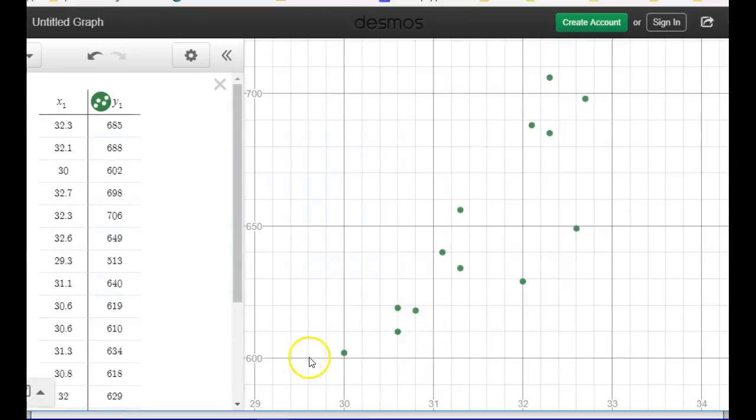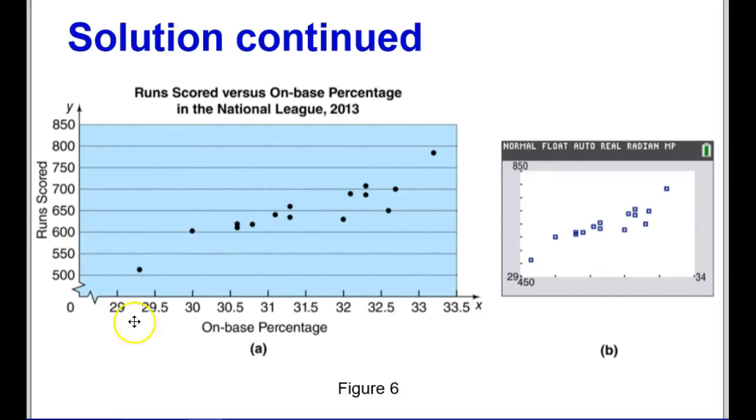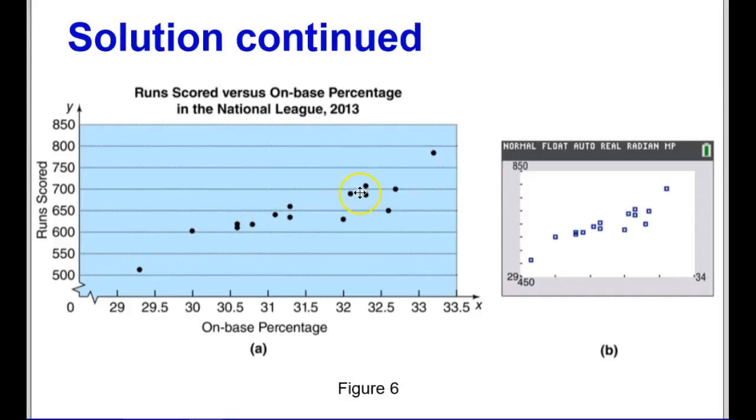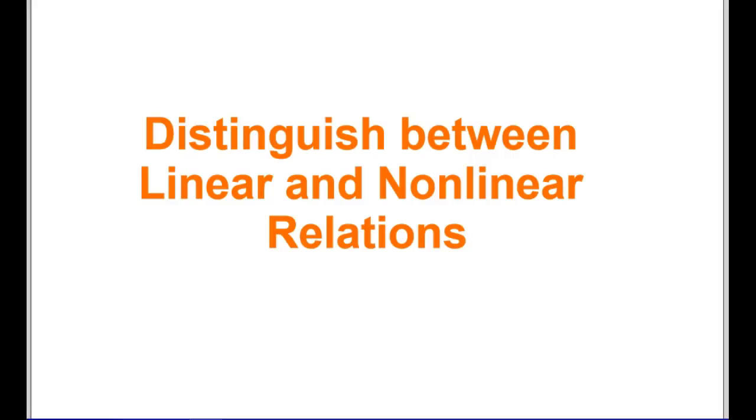Here's what our scatter plot looks like in Desmos. And we can see that it's a scatter plot because there are different points kind of everywhere. So that's what our scatter plot looks like. Then I can look and see, based on this trend, it looks like as the on-base percentage increases, so do the runs scored. So I can follow the trend of my line, which is pretty cool.